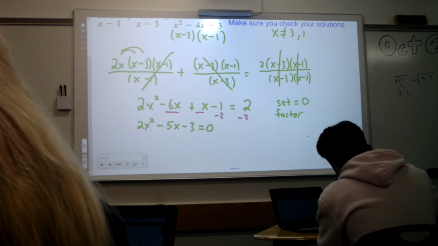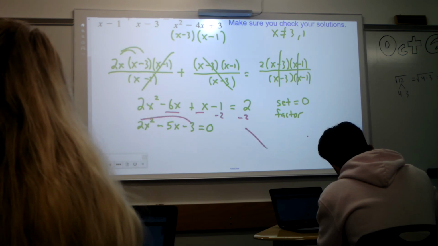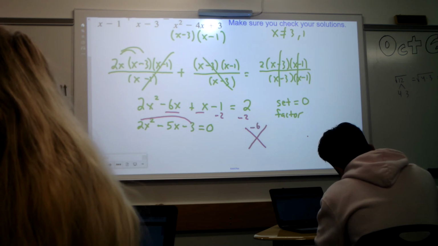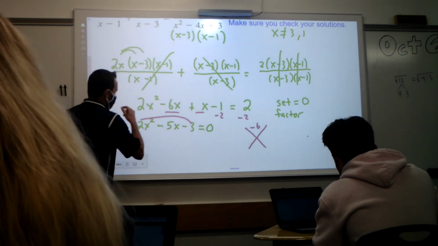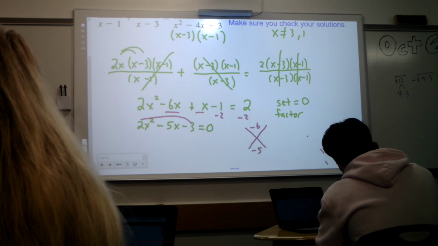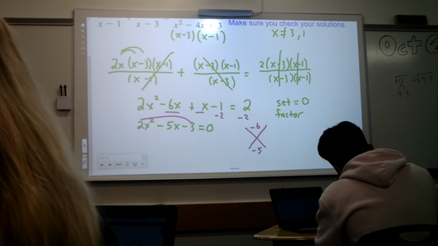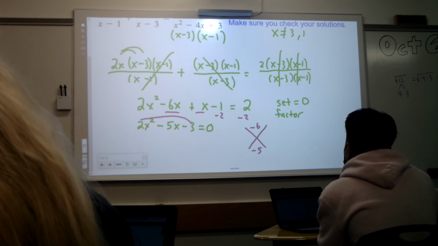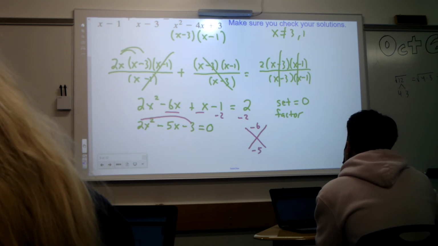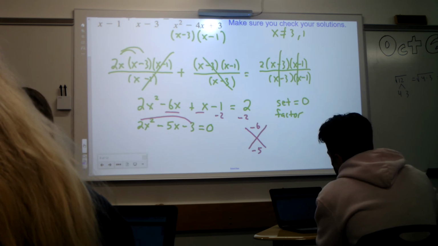You guys remember how we factor if you have a leading coefficient? There we go, the AC, so I'm going to do the 2 times negative 3, which is what? I'm going to think in my brain, what numbers multiply to negative 6 and add to negative 5? Now this is one where you've got to be careful with your signs because 2 and 3 might be able to work, or 6 and 1. So think to yourself for a few seconds here. What factors of negative 6 add to negative 5? All right, who thinks they know it? Go ahead, Adam.